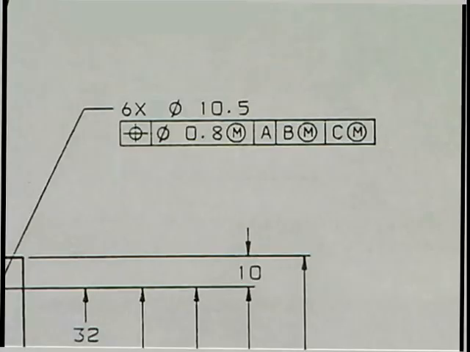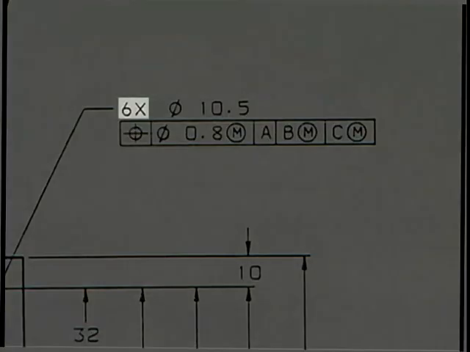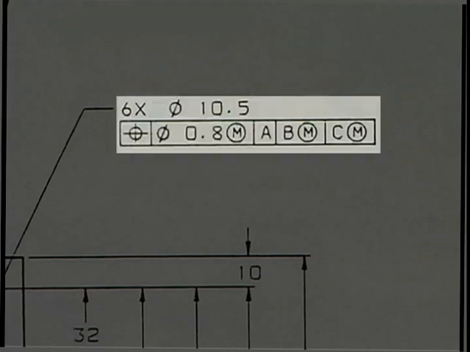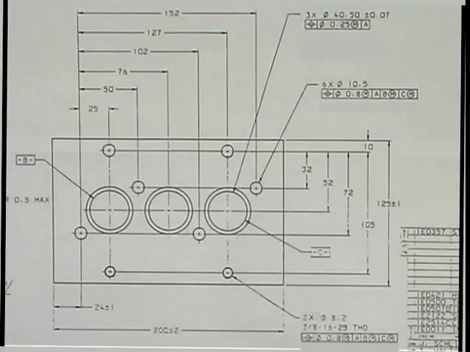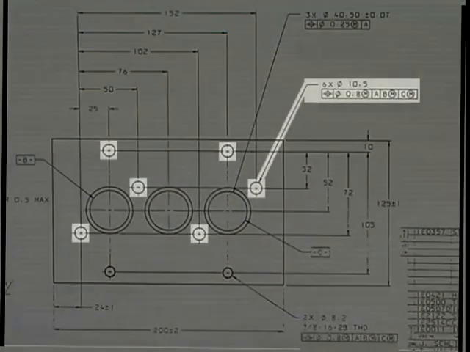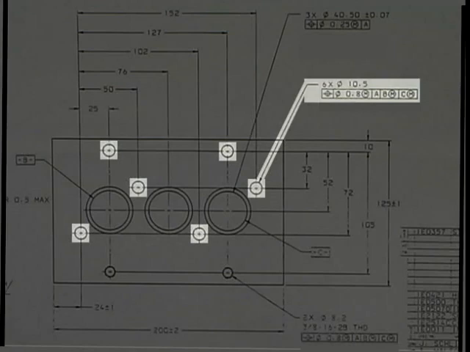On modern prints, you will see a number followed immediately by an X instead of the TYP designation. If you see 6X on a feature, this means that this exact feature will appear 6 times at different places on the workpiece. For example, this print indicates these 6 holes each have identical dimensions, but are located in different areas of the workpiece.